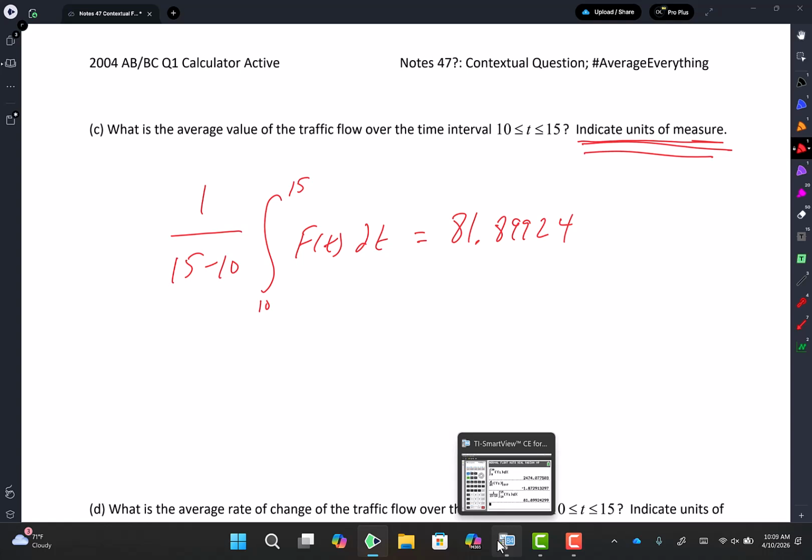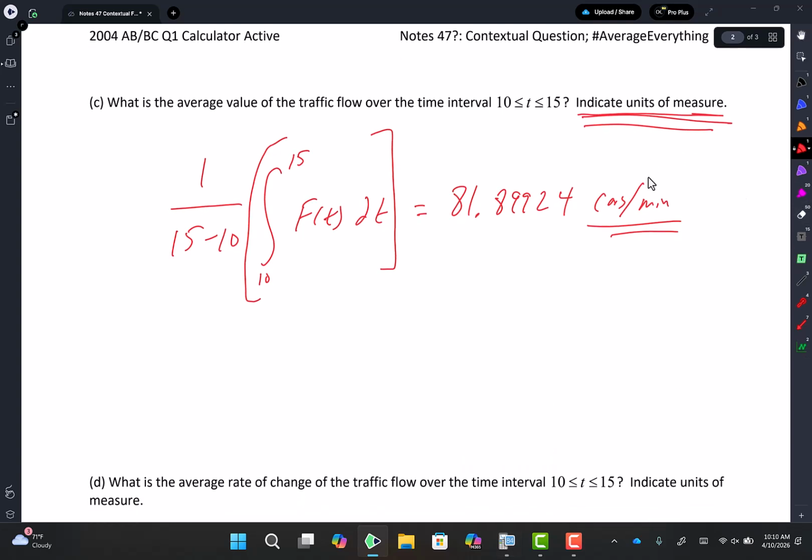And now it says indicate units of measure. All right. Hold on. Relax. Hold your horses. This that I put in brackets is in cars, because remember, f of t was cars per minute, right? Cars per minute times minutes is cars. And then the 15 minus 10 that's in the bottom here, that's minutes. So this is going to be cars per minute. Yeah, it has to be the same units as whatever f of t is, because this is an average value of f of traffic flow. Does that make sense?